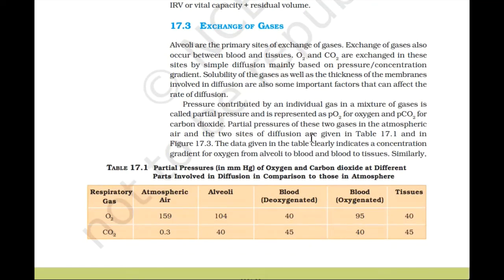Let us see the exchange of gases. Alveoli are the primary sites of exchange of gases. Exchange of gases also occurs between blood and tissue. Oxygen and CO2 are exchanged at these sites by simple diffusion, mainly based on the pressure or concentration gradient. Solubility of the gases as well as the thickness of the membrane involved in the diffusion are also important factors that can affect the rate of diffusion.